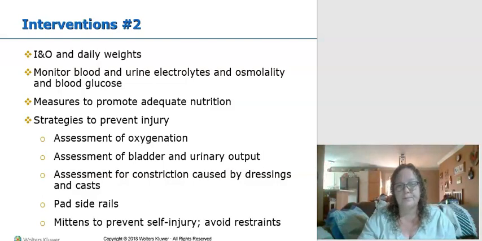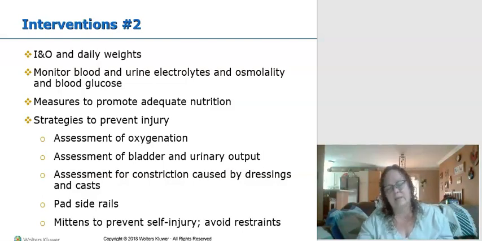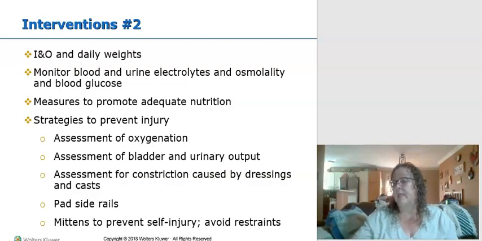So if we're concerned about swallowing difficulties, then we'll have to have those consults made, whether it's speech pathology, and give them the appropriate diet. If they can't eat or drink, then we'll need to support that either with parenteral or enteral nutrition.